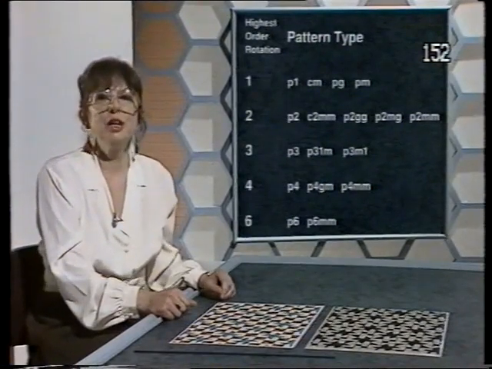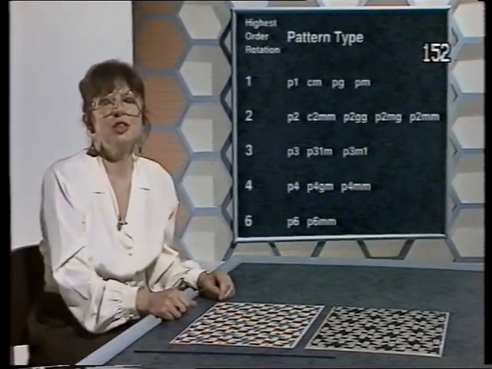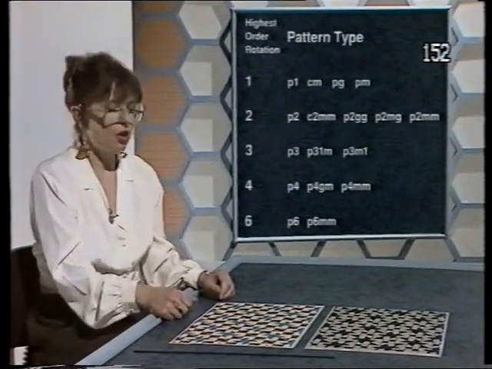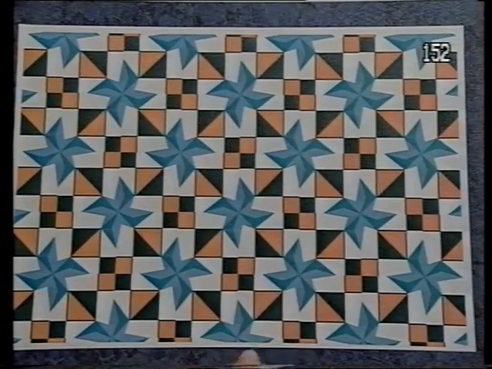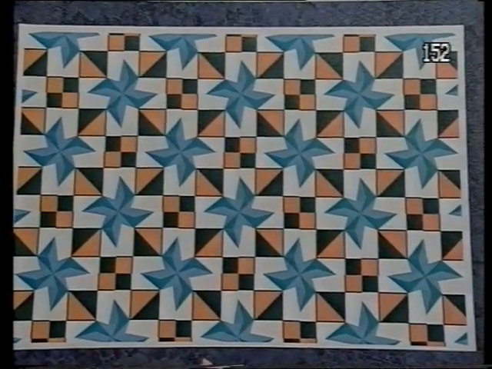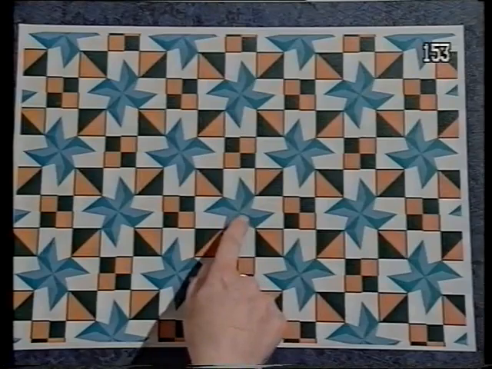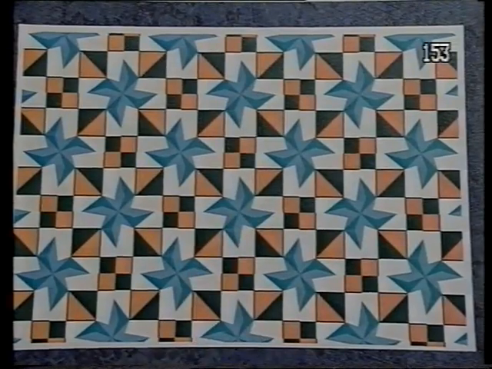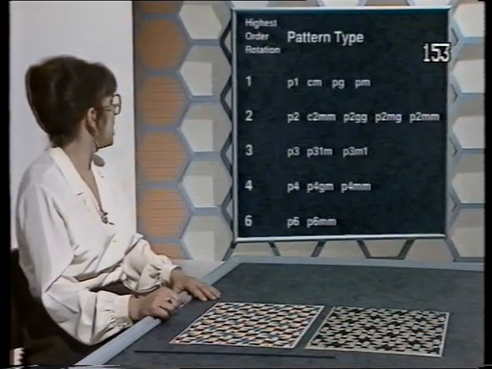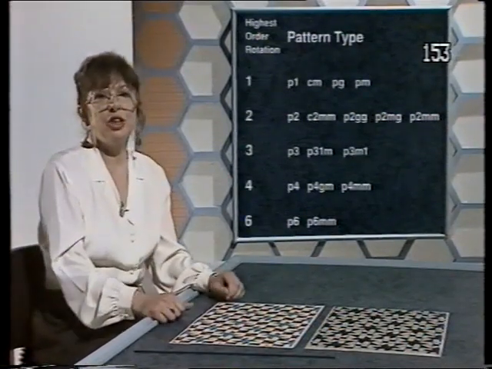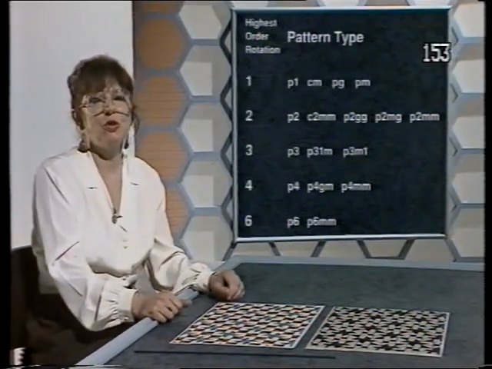To end the programme, I'm going to look at a few patterns and try to identify them. What about this one? The first thing to look for is the highest order of rotation, which is 4. There's a 4 centre at the centre of each of the flower motifs. So now, consult the table. There are only 3 patterns with rotations of order 4.